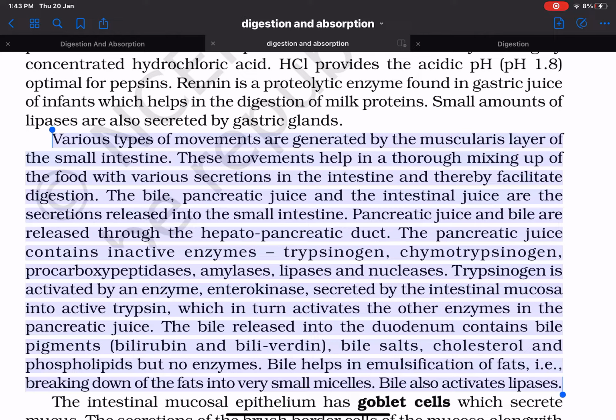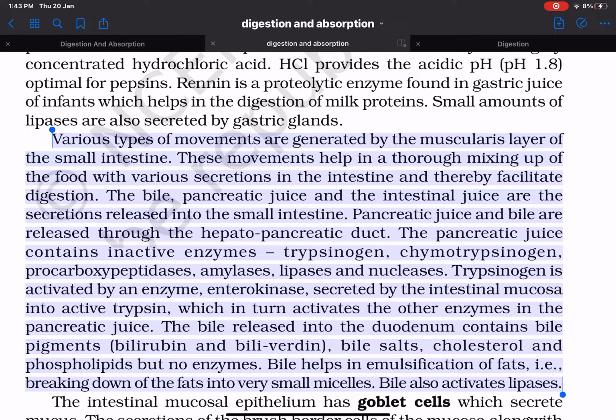The pancreatic juice contains inactive enzymes, trypsinogen, chymotrypsinogen, procarboxypeptidases, amylases, lipases and nucleases. Trypsinogen is activated by an enzyme, enterokinase, secreted by the intestinal mucosa into active trypsin, which in turn activates the other enzymes in the pancreatic juice.